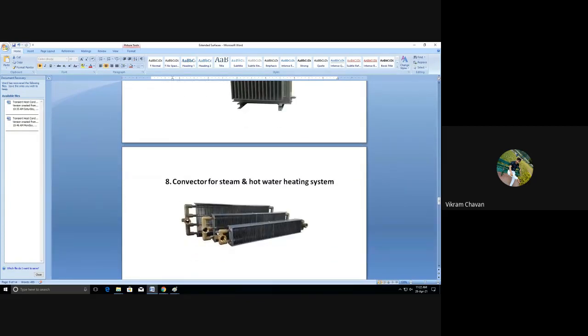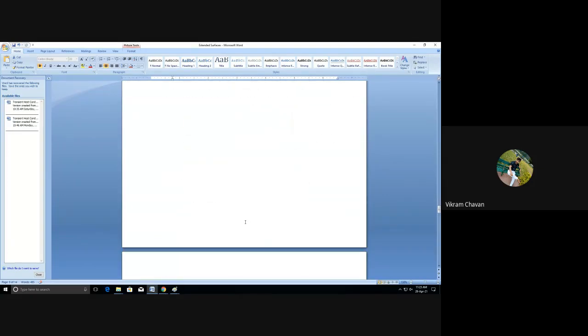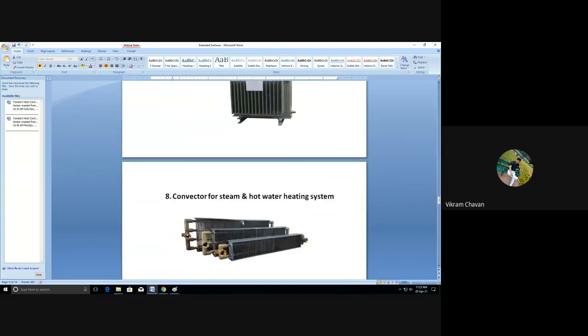Then the convector is one kind of radiator which is used in a steam power plant, where hot water is generated. Similarly, in the radiator, these are the tubes which transfer the fluid. Hot fluid is flowing through these tubes, and to enhance the heat transfer rate, we have applied extra fins over the tubes, which will enhance the heat transfer rate. So these are some of the applications I have listed here.